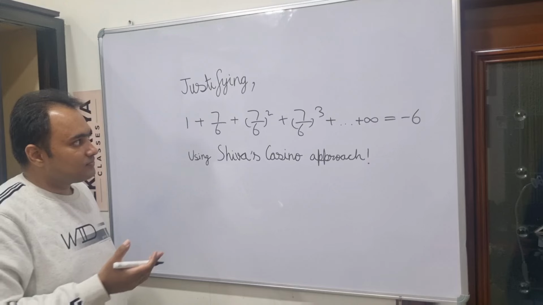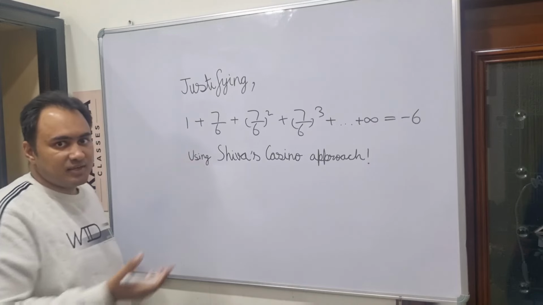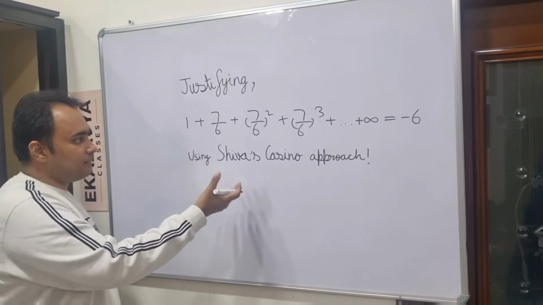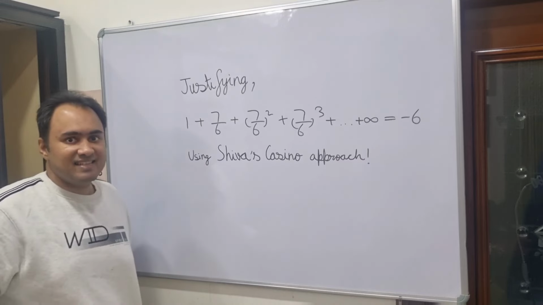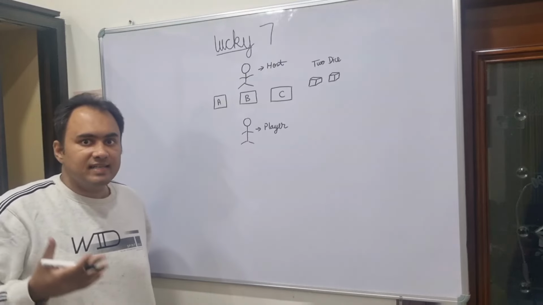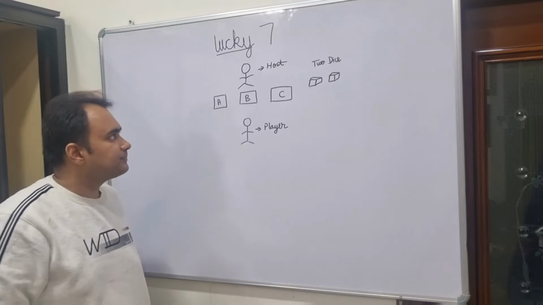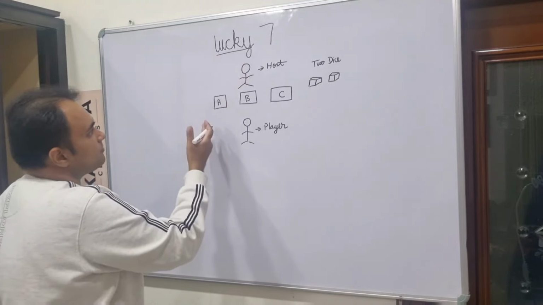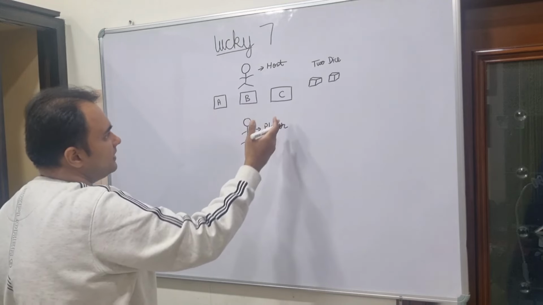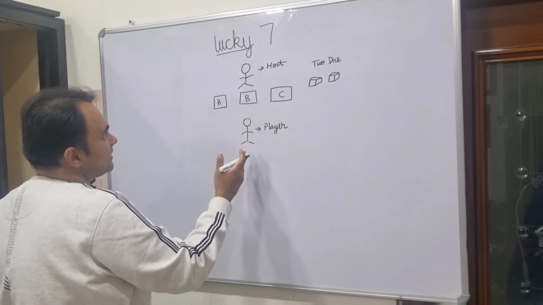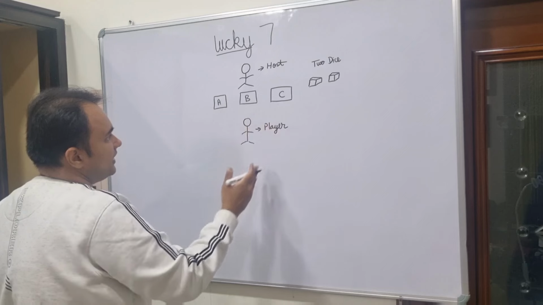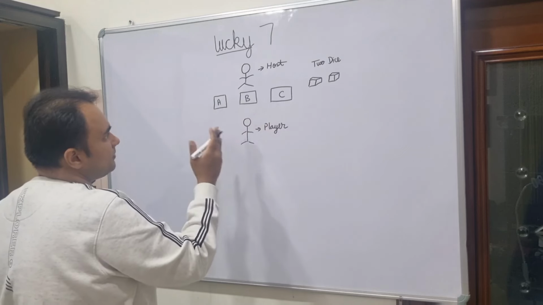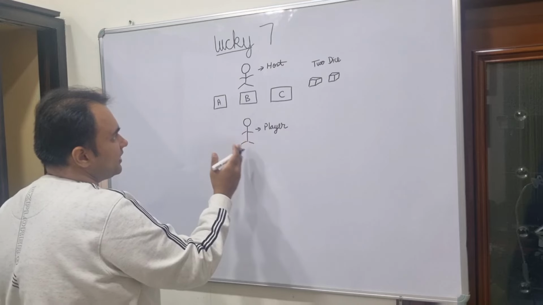To justify this equation, we have to study a game played at this casino called the Lucky 7. What is this Lucky 7 game? In Lucky 7 game, the host presents the player 3 boxes, box A, box B and box C, and the player has to bet some money on one of these boxes. If the box chosen by the player wins, the player wins. If the box chosen by the player loses, the player loses.